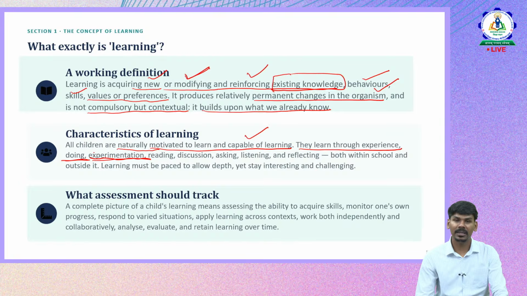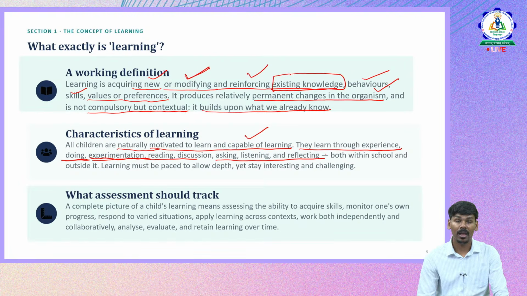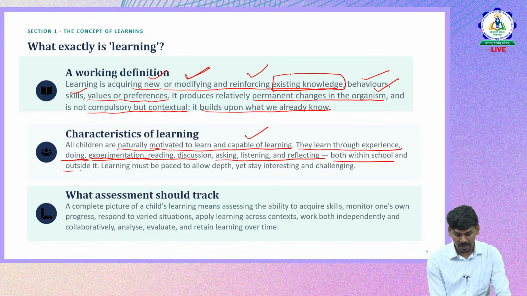We all have scientists in us. We all experiment. In childhood, before bathing, we all used to experiment with various items, dipping them into the water, right? We used to look at how we can see inside the bucket by dipping our head into the bucket. So we are natural explorers and experimenters. We read, discuss, ask, listen, and reflect. And this does not only happen in school, it happens within school and outside of school also. Learning happens within school, outside of school, at home, and at every place.